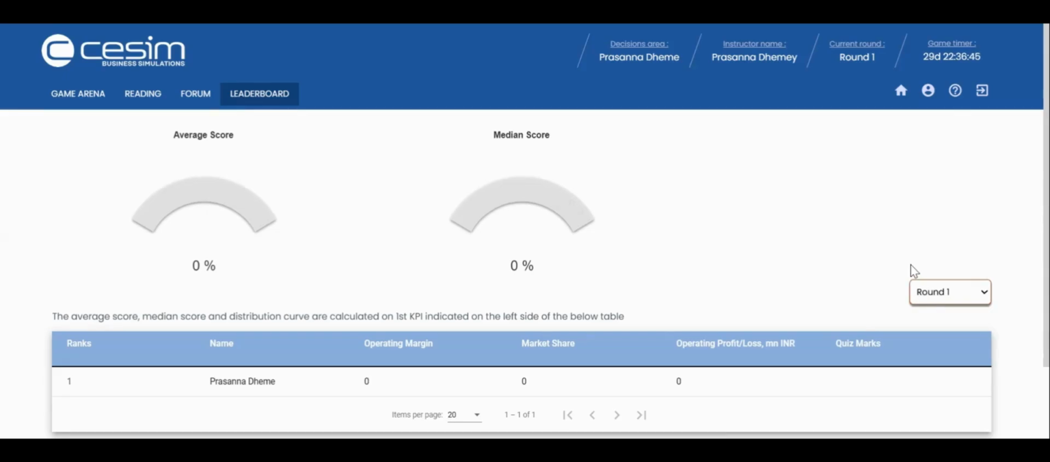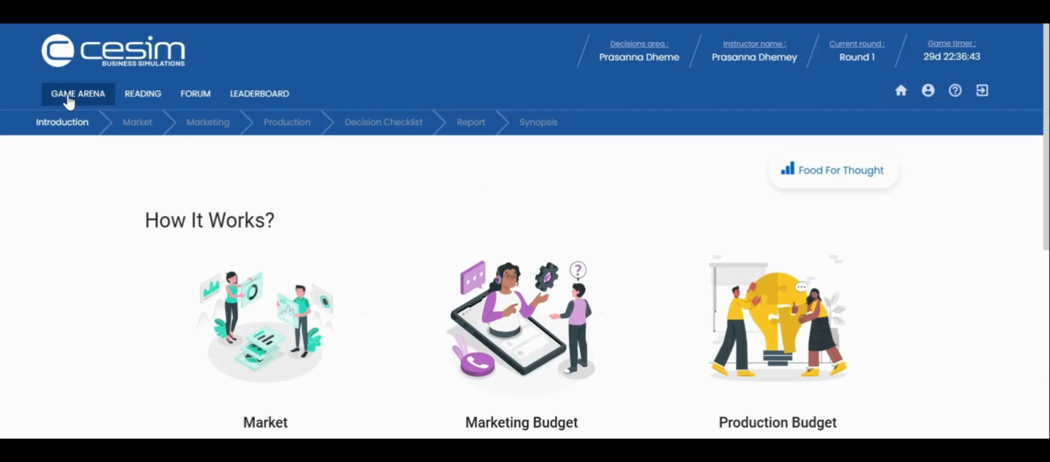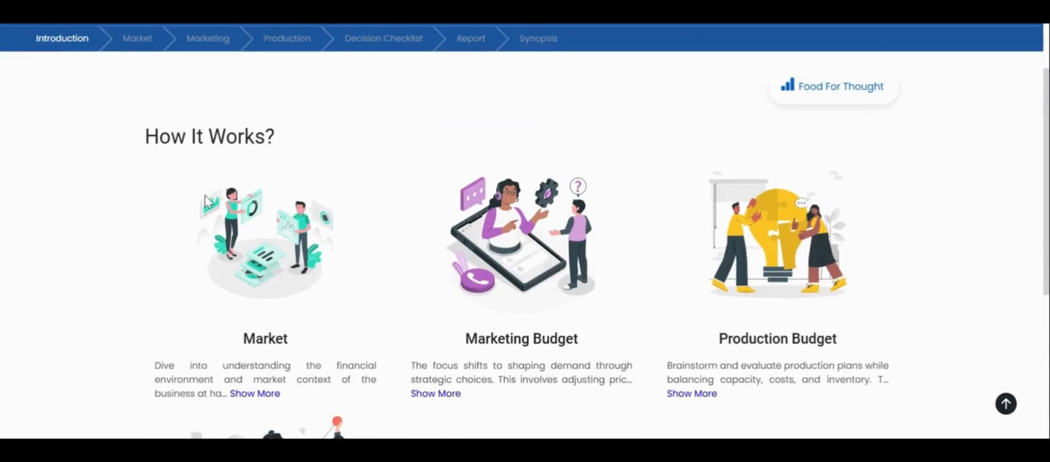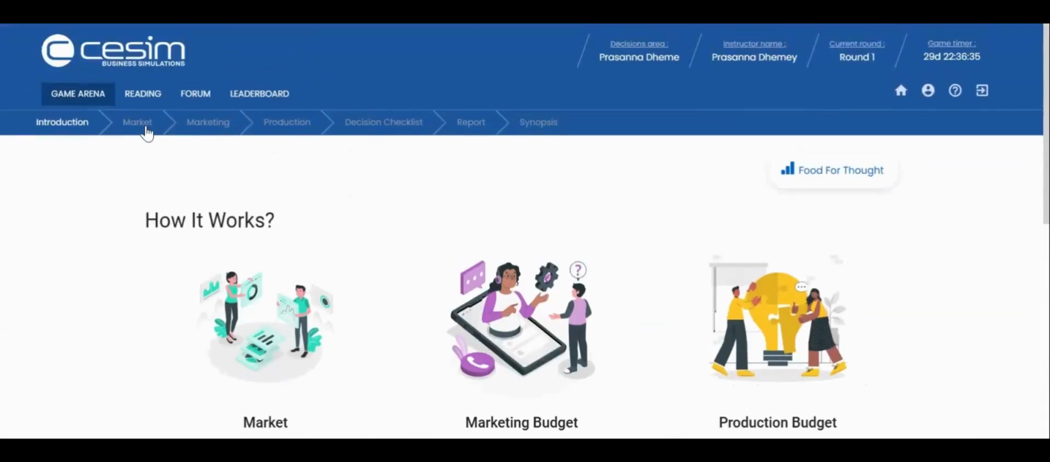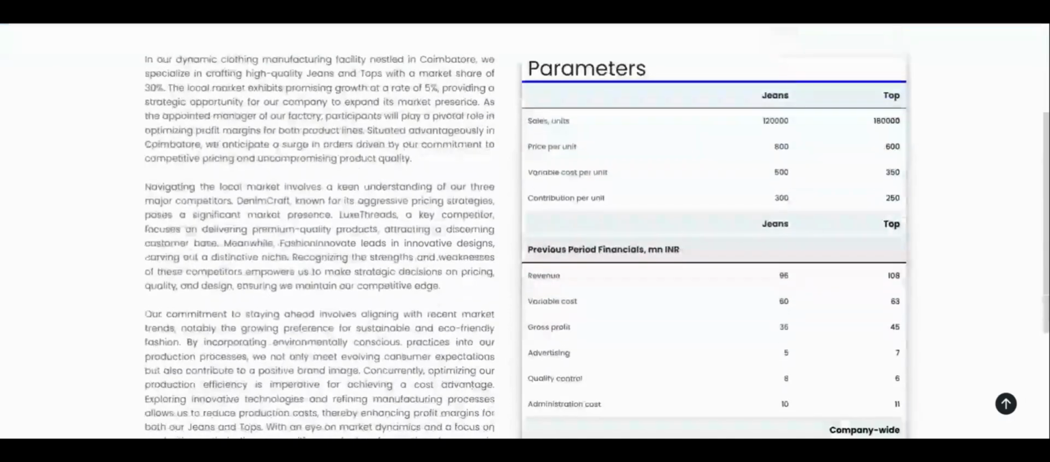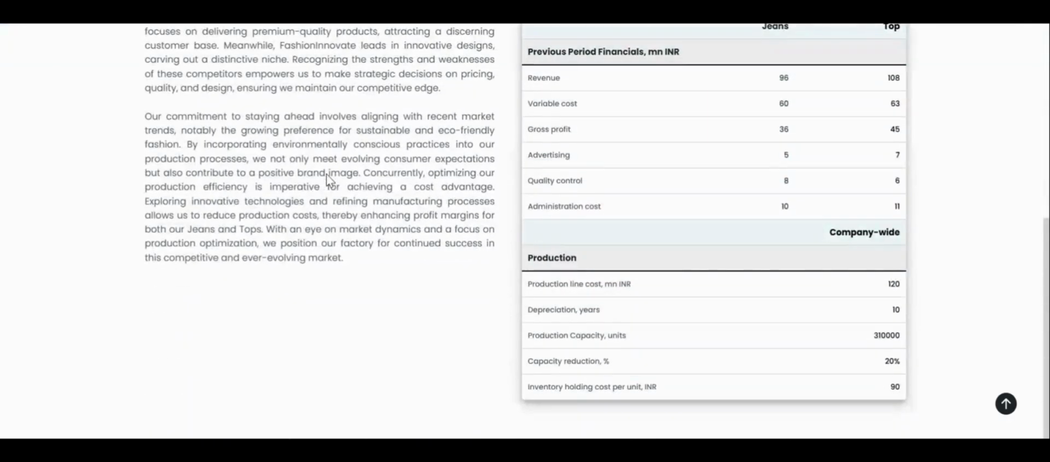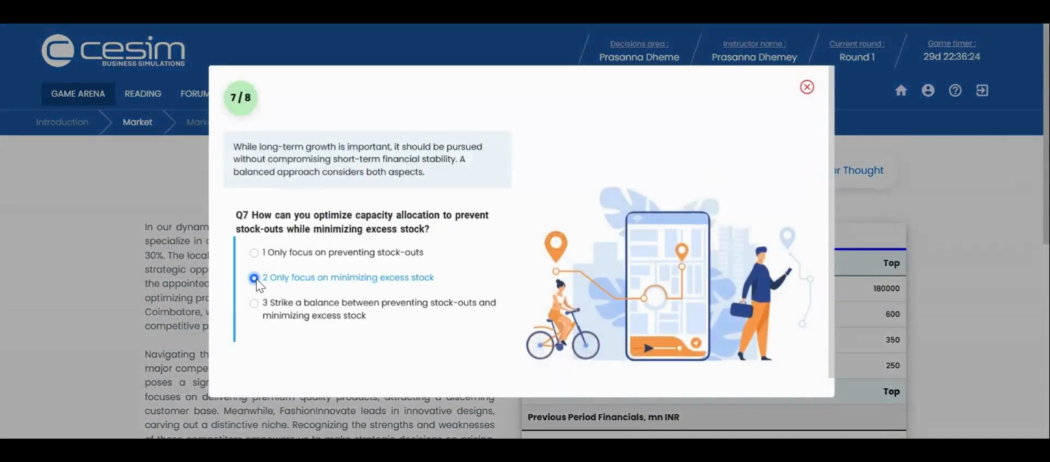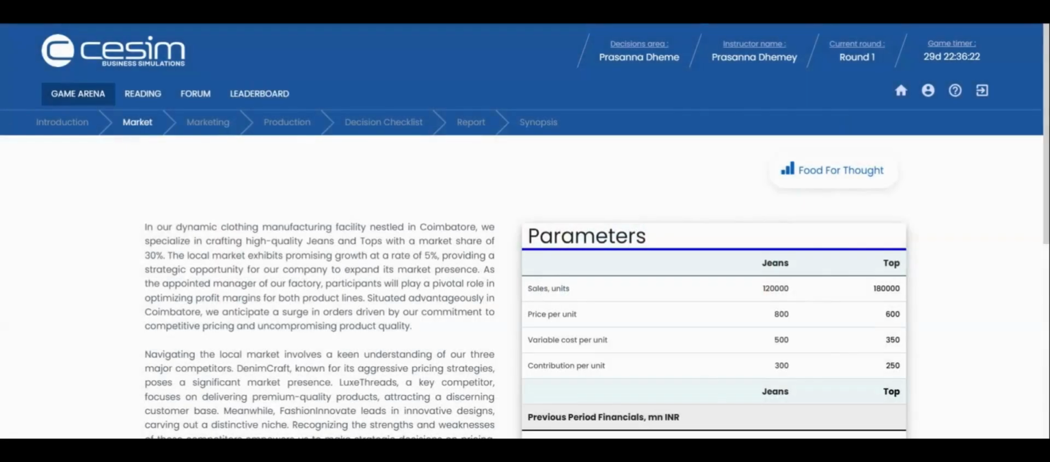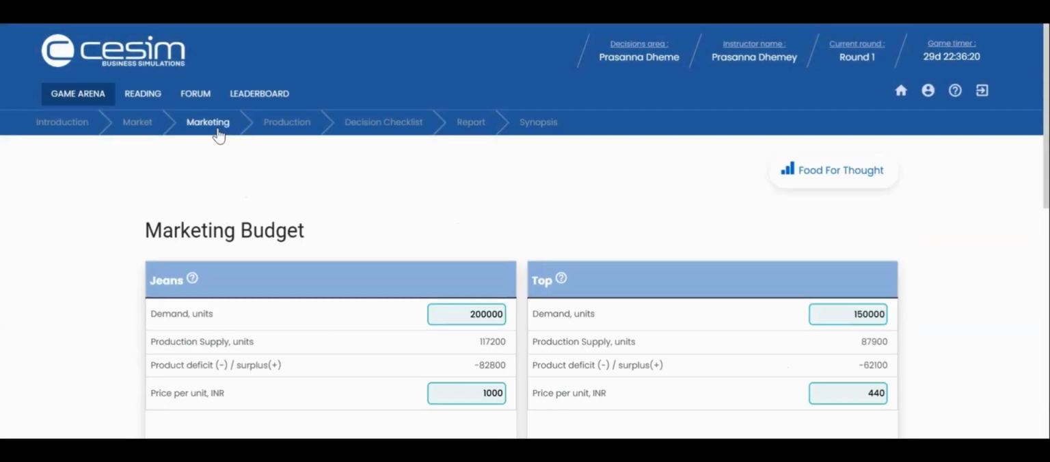Before making any decisions, we return to the Game Arena and explore the Introduction and Market sections. The Introduction helps us understand how the simulation works, while the Market section provides information about the case scenario, industry overview, and key parameters that will guide our decisions. The Food for Thought segment will also provide important points to consider before we begin. Then we move into the Marketing section.